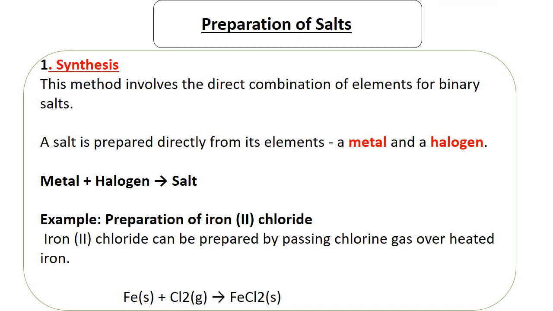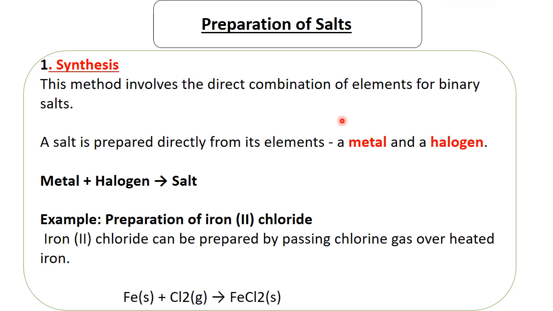So this is synthesis. I've just put everything here so that you see, but follow me. Synthesis is the method. This method involves the direct combination of elements for binary salts. A binary salt is a salt that has 2 elements in it. For example, sodium chloride. Sodium chloride is a binary salt because it has sodium and chlorine.